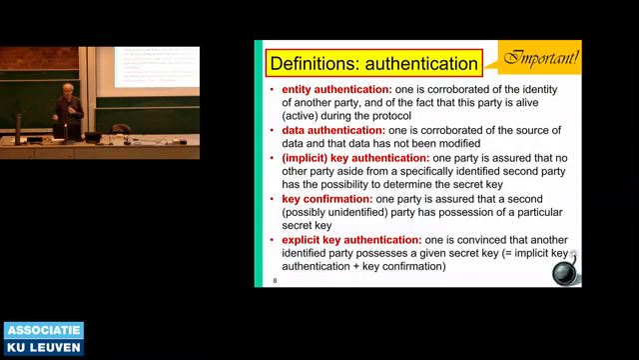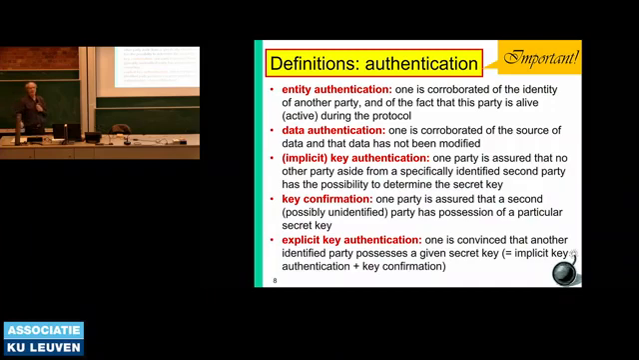So you run a protocol, and now in the end you check, do you have the key? Okay. So key confirmation means one party is assured that a second party has possession of a particular secret key, but this party, you may not know who this is. Okay, so implicit key authentication, you know that only Bob can have the key, you don't know if Bob has the key. Key confirmation, you know somebody has the key, but you don't know who it is.